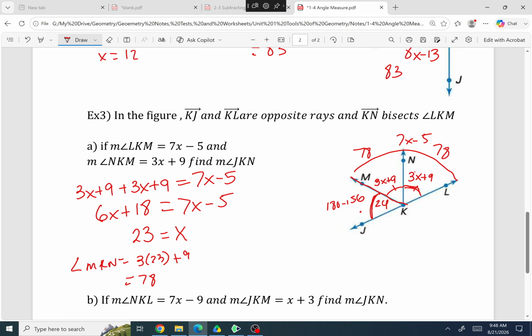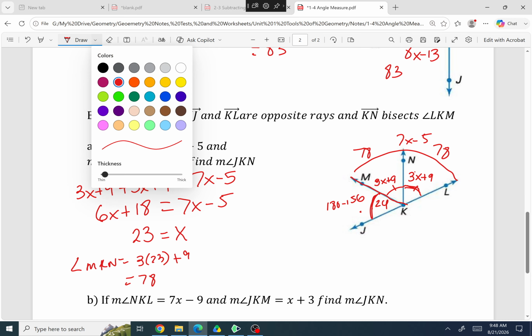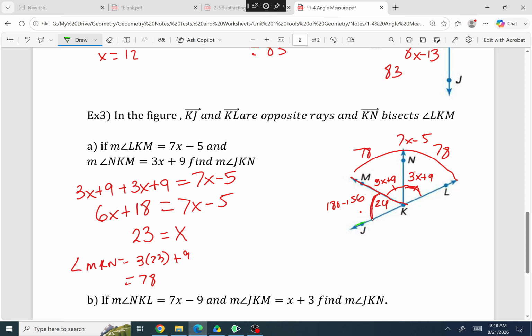Now what's the question? I've got them all so I can answer whatever they want now. What do they want? They want JKN. JKN, I'll change my color here. JKN is this one, right? So they want this, which is 78 plus 24, which is what? 102? All right, 102 degrees, right? Easy?